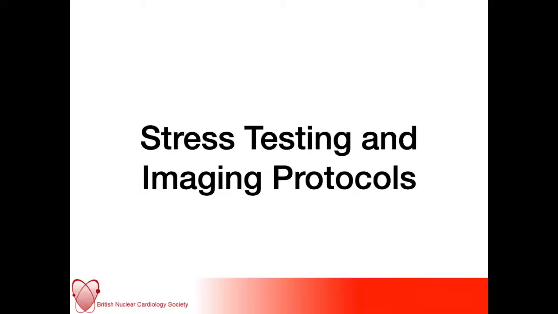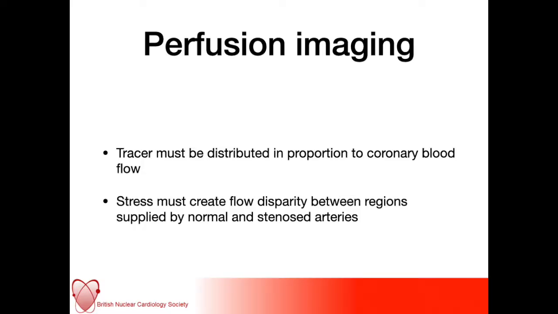In this talk, I'm going to discuss stress testing and imaging protocols in nuclear cardiology, how the patient is prepared and undergoes a stress test, and then how the images of the patient are acquired. The principle of any perfusion imaging is that the tracer that you're going to use, the agent that is going to make the pictures, is going to be distributed in proportion to coronary blood flow.